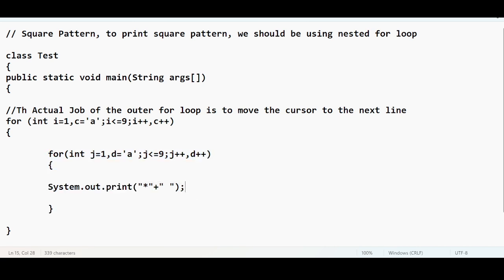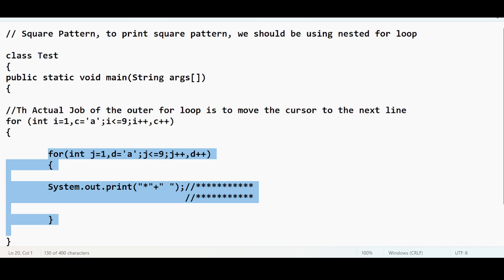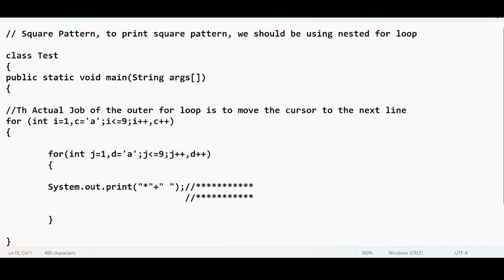For the first iteration, stars will be printed. This many stars will be printed when I equal to 1. Before I becomes 2, the outer for loop moves the cursor to the next line. And again, the inner for loop starts its iteration, and all the stars will be printed. Once the inner for loop gets broken, the control comes to the outer for loop. The job of the outer for loop is to move the cursor to the next line.